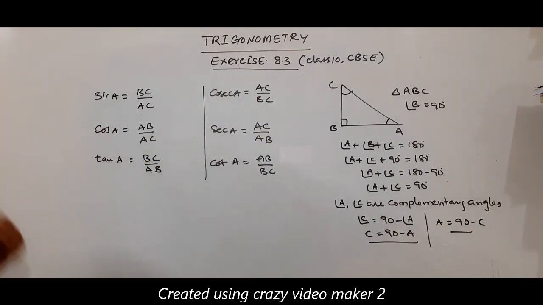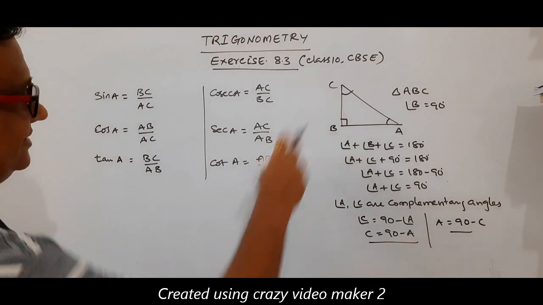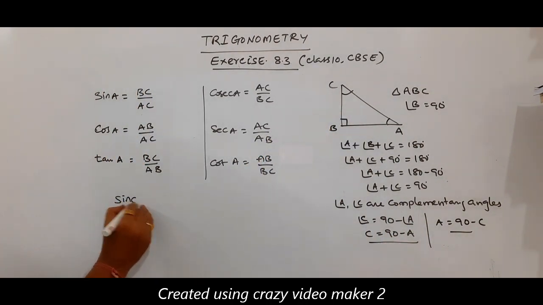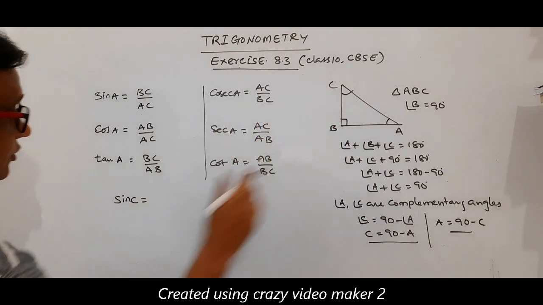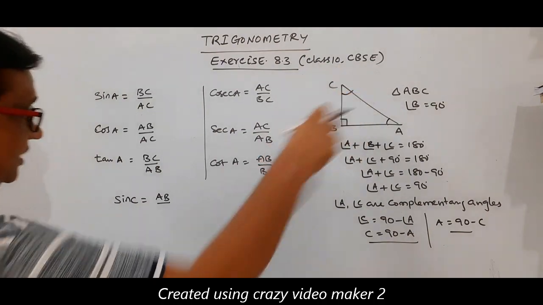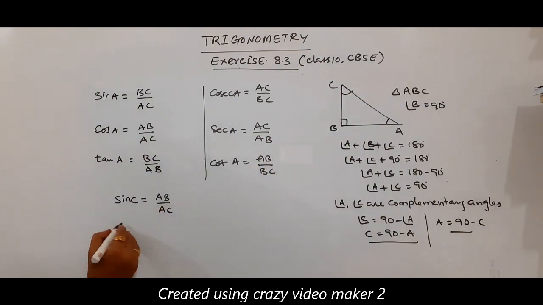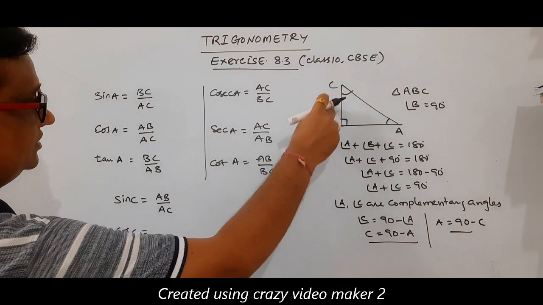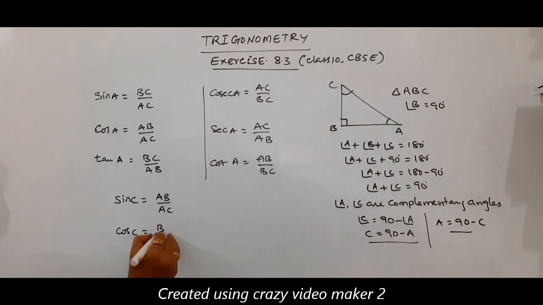Now we are going to apply these formulas. Suppose I am writing sin C, the opposite of C is AB, so AB by AC. Next cos C, the adjacent of C is BC, so BC by AC.